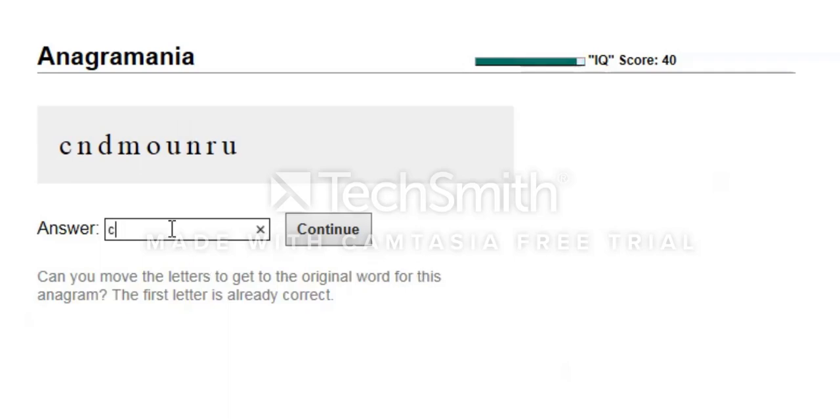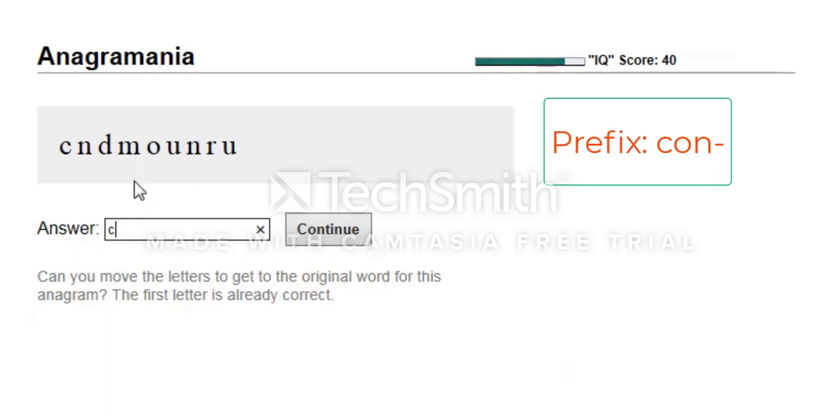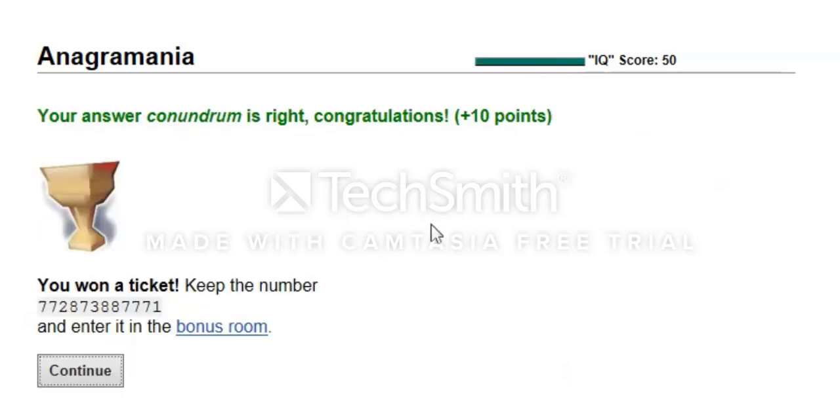C, this might have a prefix of con. You can see a word mourn in there. Does it have a suffix? Con. Let's try con. I'm struggling. I got conundrum. Very difficult one, which means a riddle. So you see I never would have had any chance of getting that without the con prefix.